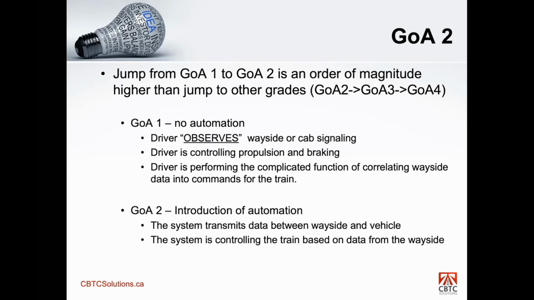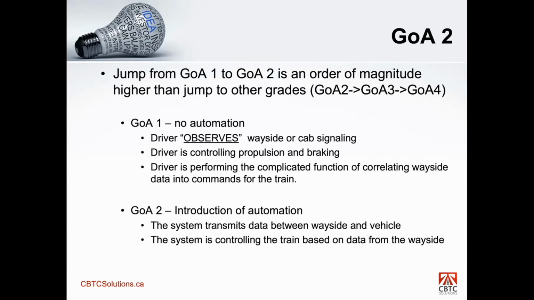Now, what I want to point out here is the jump from GoA 1 to GoA 2. It's an order of magnitude higher than the other grades in terms of complexity of the technology. When you're going from GoA 1 to GoA 2, you are introducing quite a few complicated functions in order to achieve automation. But when you move from GoA 2 to 3 and 3 to 4, the jumps are incremental. Once you accomplish GoA 2, going to GoA 3 is fairly straightforward. Doesn't mean that it's any less complicated, but it's understood how you can incorporate that into your system.